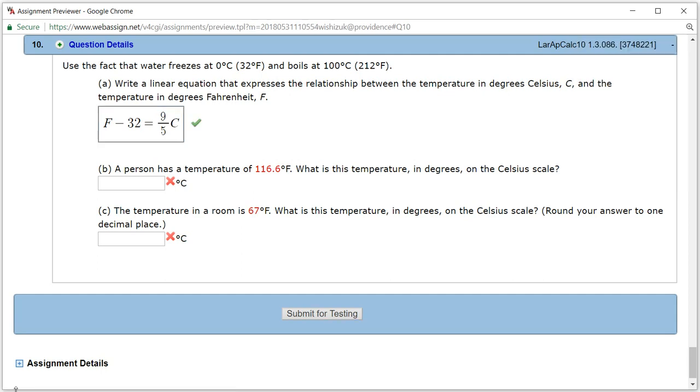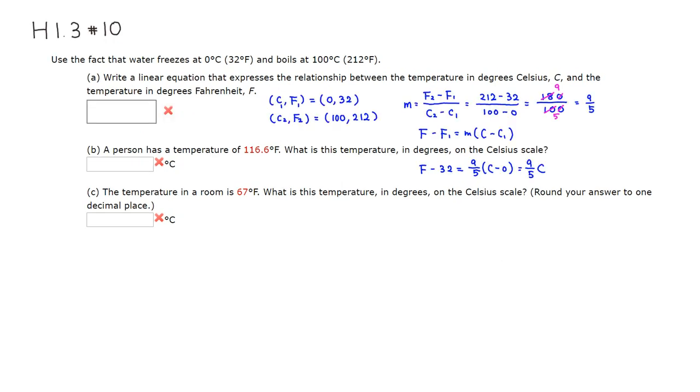Let's check the answer. Submit for testing. All right, I came back and looks like we got this one correctly. Let's move on to part B. It says that the person has a temperature of 116.6 degrees Fahrenheit, and what is this temperature in degrees on the Celsius scale? We just have to convert it.